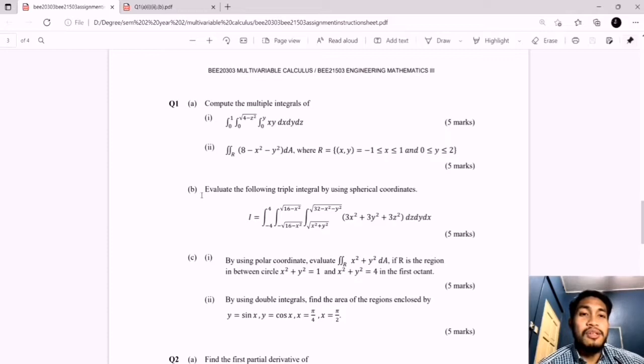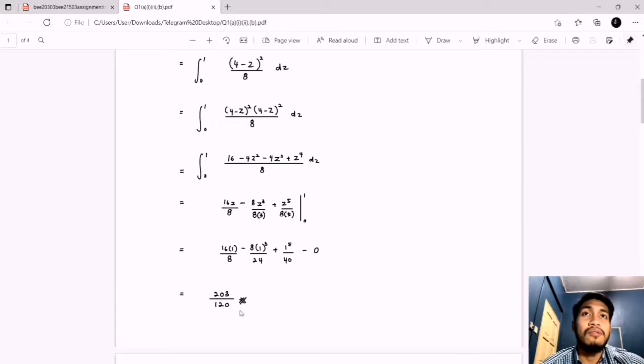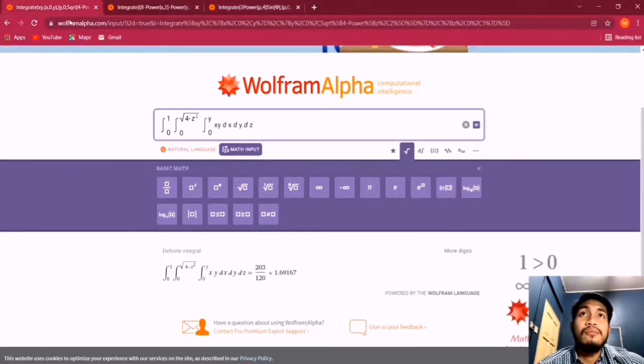I'm from Group 6 for the project of Multivariable Calculus BE20303, and I will start to present my part, which is question 1A and question 1B. We will compare the final answer for the manual calculation with the simulation. For question 1A1, I have to compute the multiple integral of this equation, and I have obtained the final answer of 203 over 120. Based on the simulation that I have done, the final answer is 203 over 120. So it is proved that the final answer of the manual calculation and the simulation is similar.